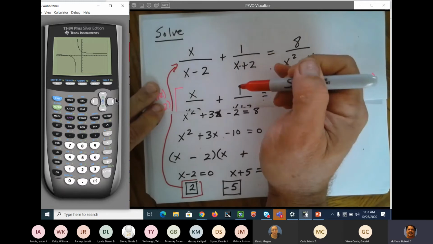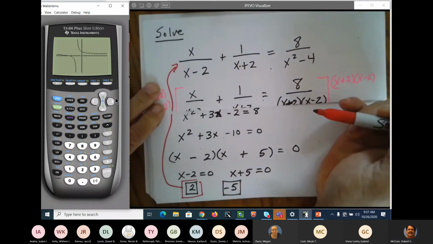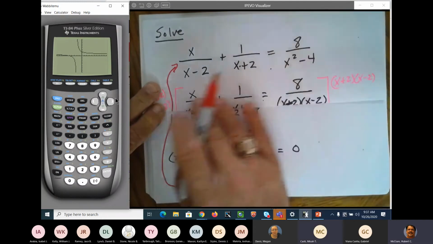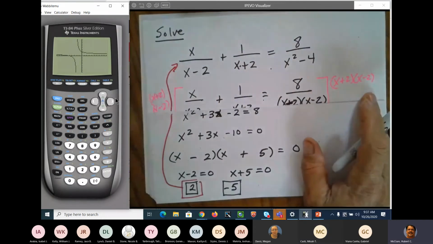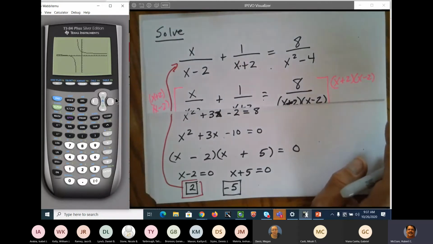Somebody tell me. Anybody see it? Oh, come on, people. Okay, that's enough. What would happen if I plug 2 into the equation? Somebody sees it. What would happen?